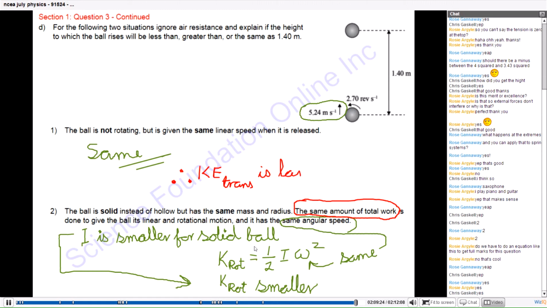And then you know what's going to happen to the height. If the translational kinetic energy is larger, the linear speed is larger. Therefore, what can you tell me about the height to which it goes? Height will be greater. It rises to a greater height because it has got greater translational kinetic energy, which means it will have a greater increase in gravitational potential energy. It is capable of having a greater increase in gravitational potential energy, so it will travel higher.